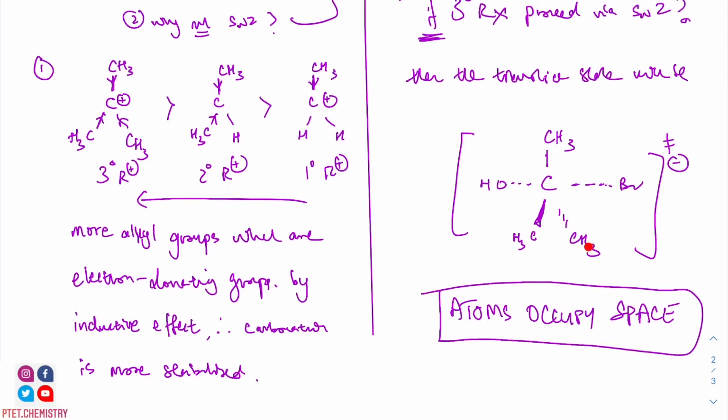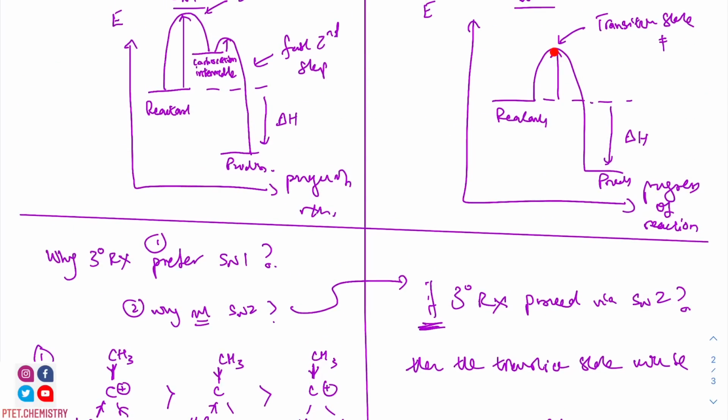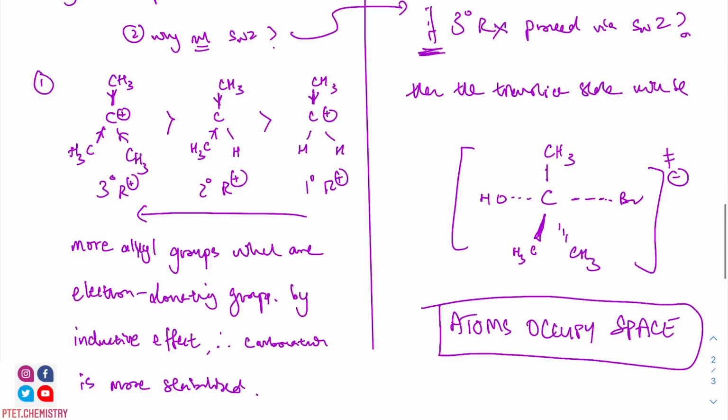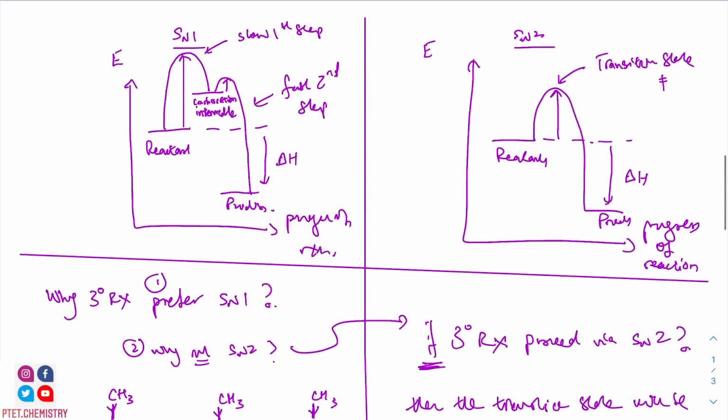You need to think about the size. The central carbon is actually quite small. You already have this weird looking transition state, which is actually the top of the peak. It's already quite unstable. And now, if your tertiary halogenoalkane proceeds via it, the energy is going to be all the way up there, which means you're going to have a very high activation energy.